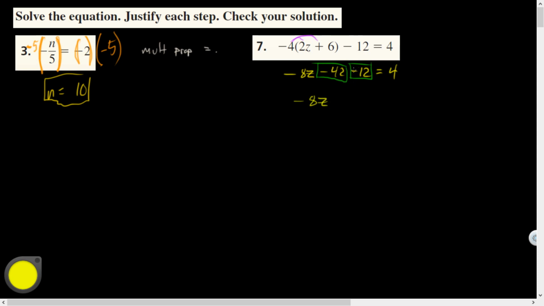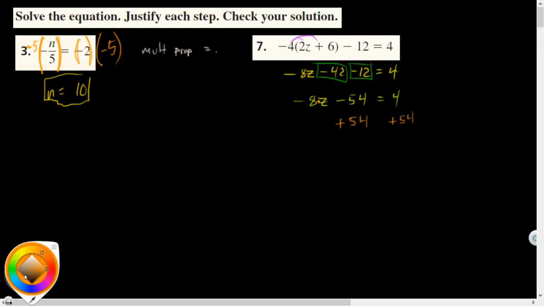Let's see, -42 and -12 become more negative, so that's -54 is equal to 4. And now that I've simplified in the form of the distributive property and combining like terms, I want to start getting z by itself. So I've got z being multiplied by -8 and subtracted by 54. I'm going to add 54 to both sides, like so. And I've got -8z equals 58.